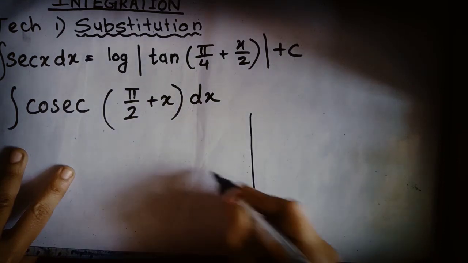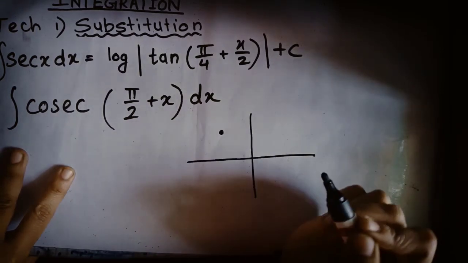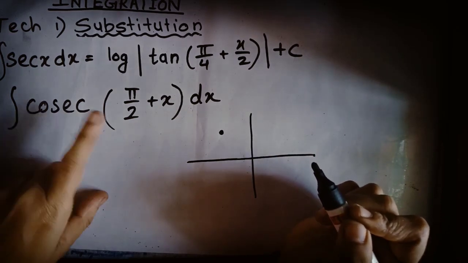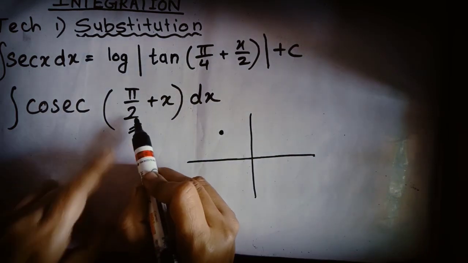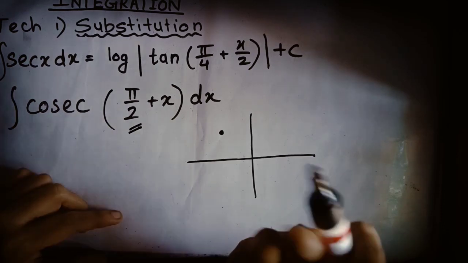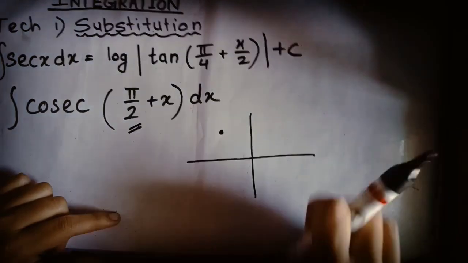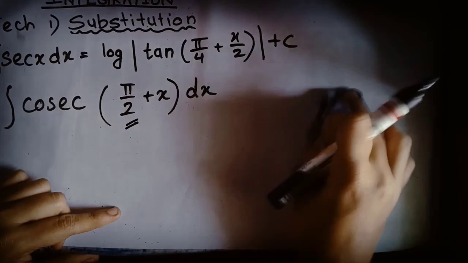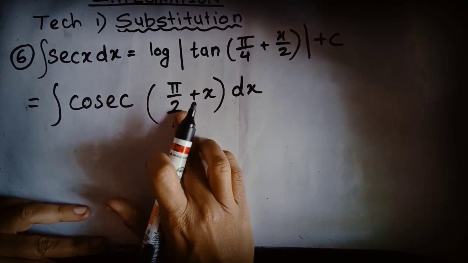How? Pi by 2 plus x means we are in the second quadrant. So cosec of pi by 2 plus x, pi by 2 is there, so with the transformation you can write it as sec of x, using the trigonometry which we have learnt in 11th standard. Please refer to your 11th standard trigonometric identities.